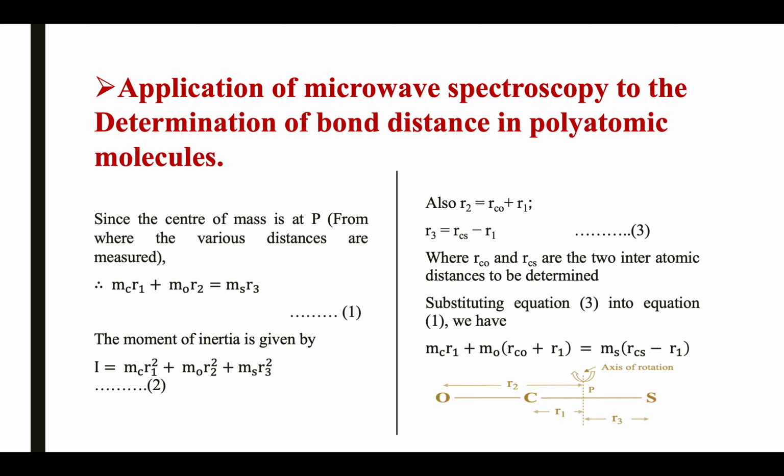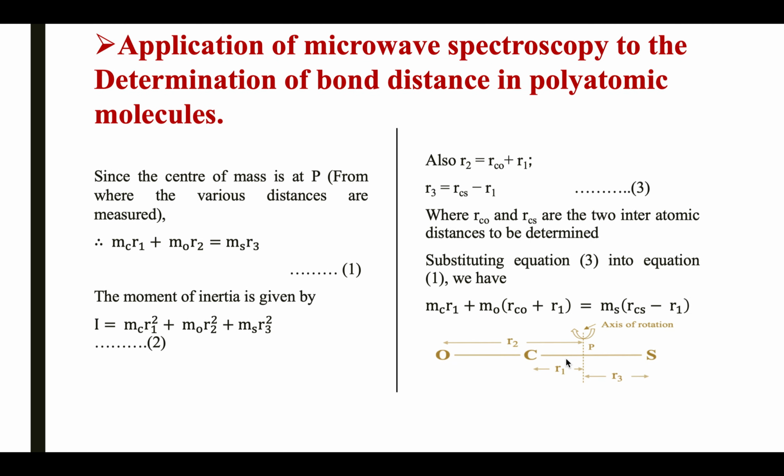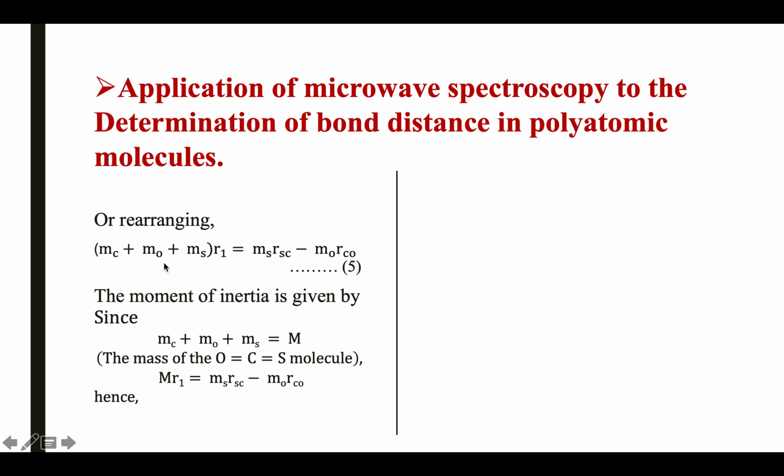So if we substitute this R3 value and R2 value in equation 1, so here instead of R2 you will be having RCO plus R1, and for R3 you will be having RCS minus R1. So from that you are getting this equation. If you rearrange this equation, you will get this MC plus MO plus MS. So all R1 terms we are taking into the left hand side and the remaining are on the right hand side. So that is RCS and RCO terms. So this is equation number 5.